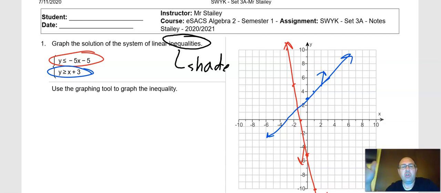Remember when we would do closed circles and open circles? Remember that back in the day? We would do closed circles and open circles, and then we would draw arrows left and right. Well, that's one-dimensional number line stuff. Now we're dealing with two-dimensional.